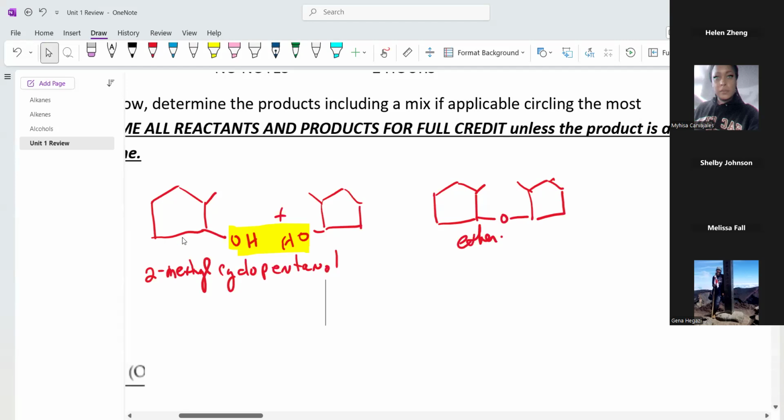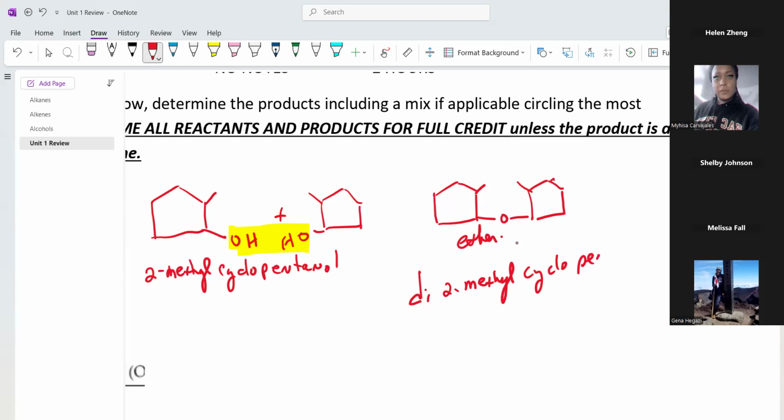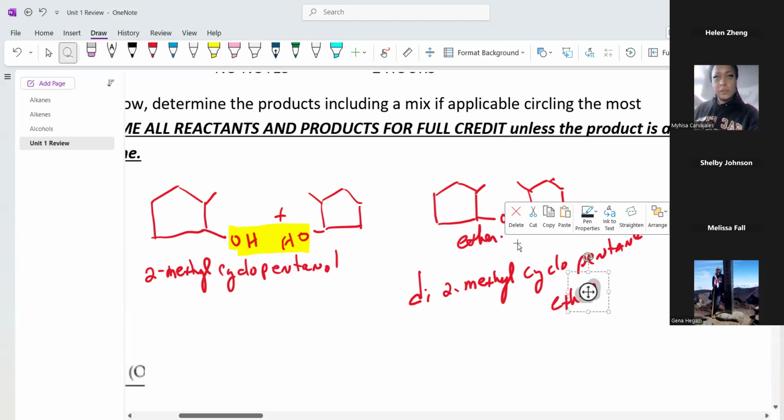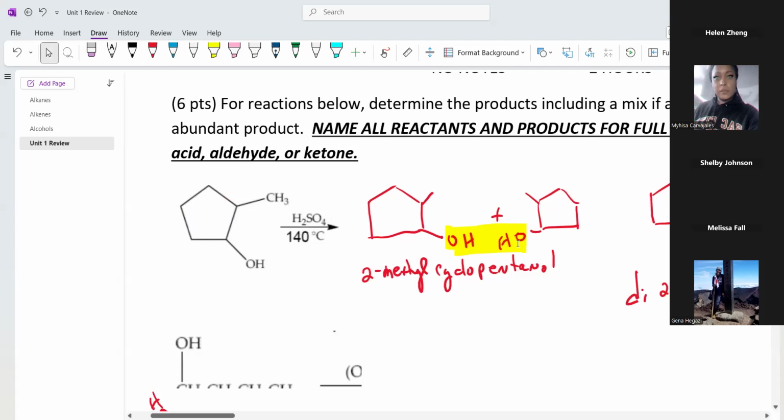So these two are 2-methylcyclopentanol, and the ether is going to be di-2-methylcyclopentane ether. So whenever you're forming ethers, you just attach the two OHs together.